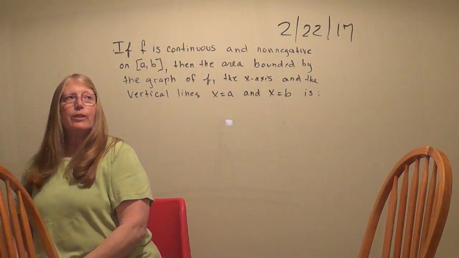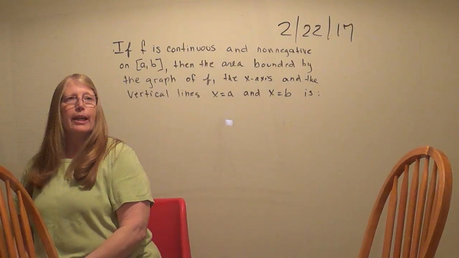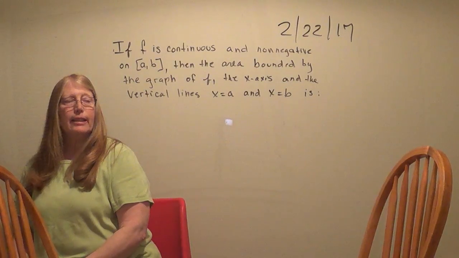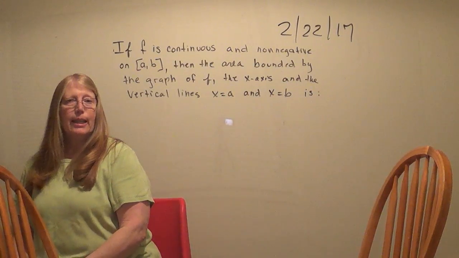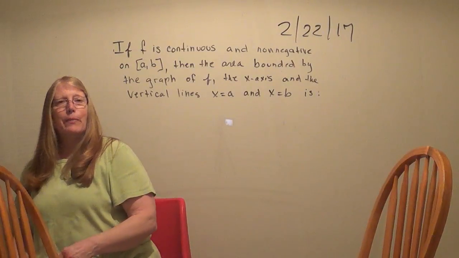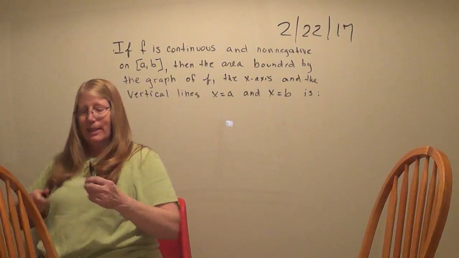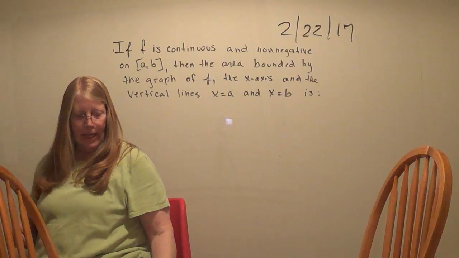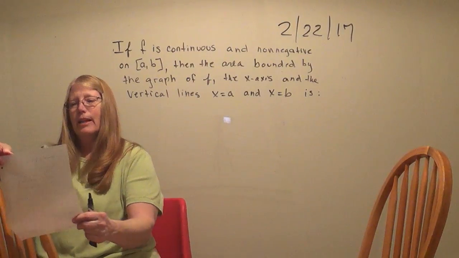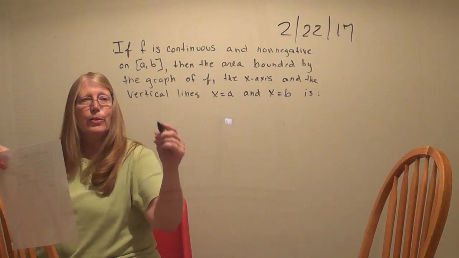If f is continuous and non-negative on a closed interval a to b, then the area bounded by the graph of the function f, the x-axis, and the vertical lines x equals a and x equals b is... So go ahead and pause and get that all down, and then hang on to your socks. This is what that equals.